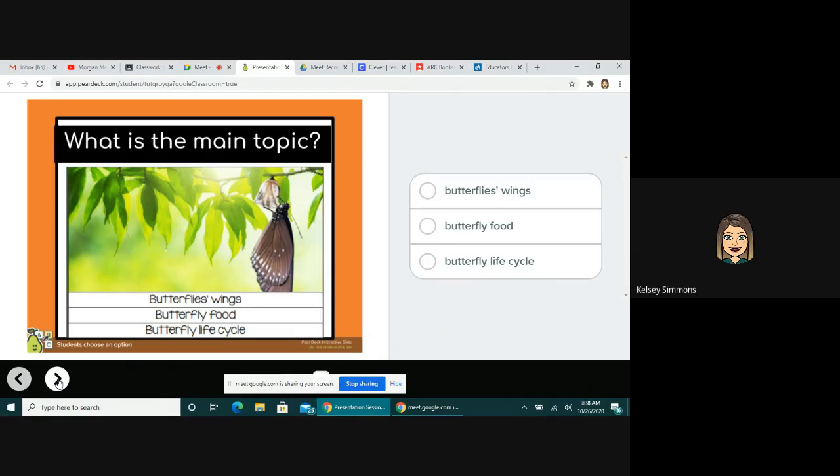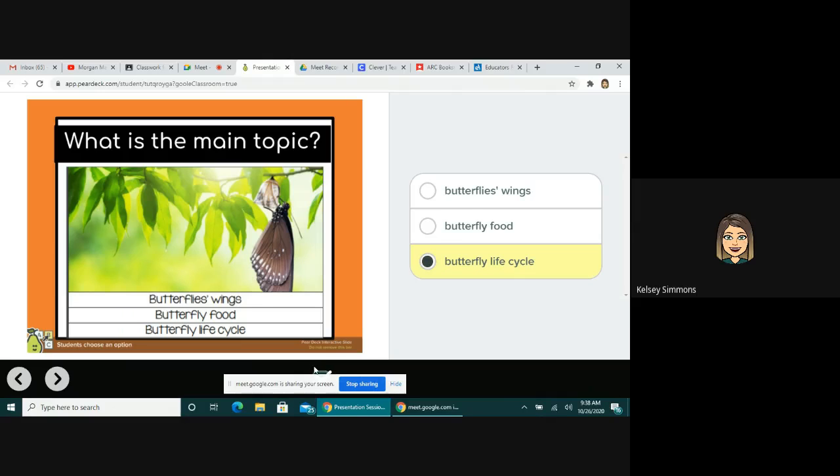Well, I see a butterfly. I see a cocoon. This cocoon is on a branch. So looking at this picture, I'm trying to find out what is this picture mostly about? Is this picture telling me about butterfly wings, butterfly food, or the butterfly life cycle? What is this going to be mostly about? Well, butterfly life cycle, I believe, is what this picture is mostly showing us. So I would come over here and select butterfly life cycle.